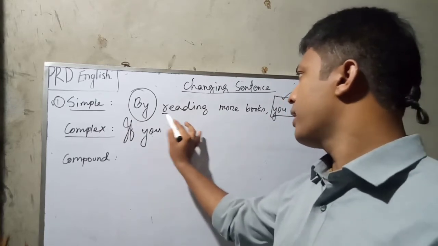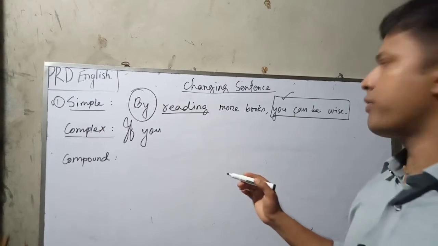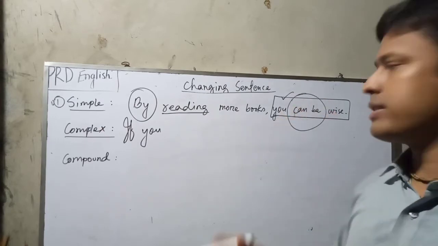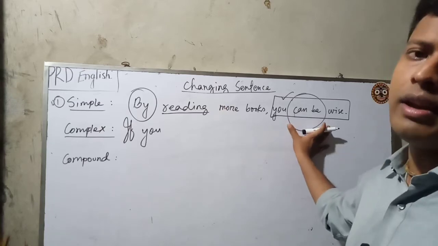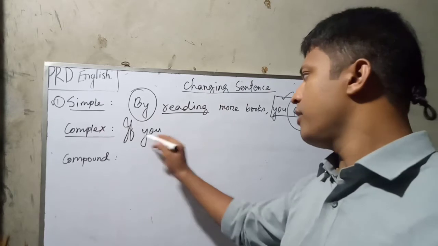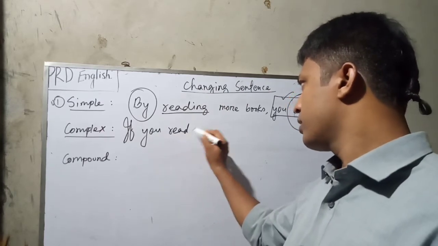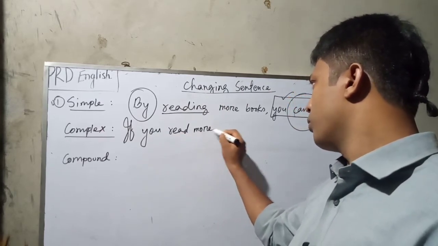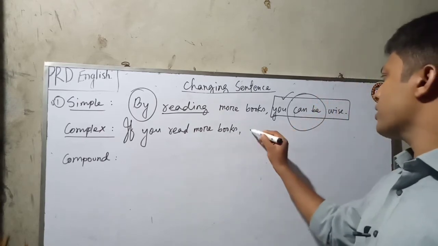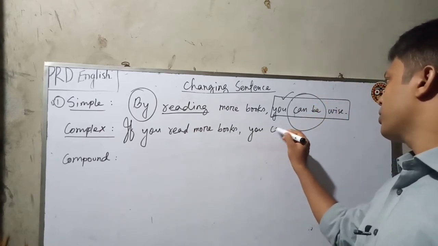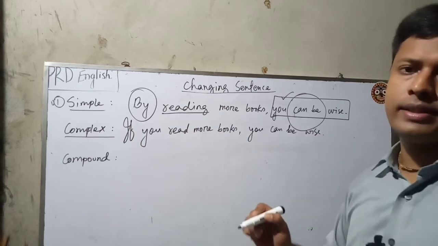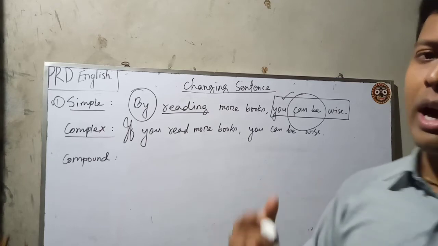Okay, now the verb, how to change the verb? This verb is in present tense. This main clause is in present tense, so it will also be present tense. If you read more books, then the main clause will be here: you can be wise. Clear? I think you have got the point.